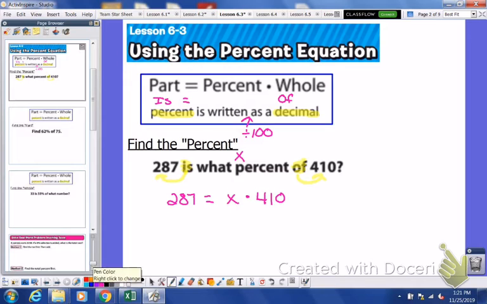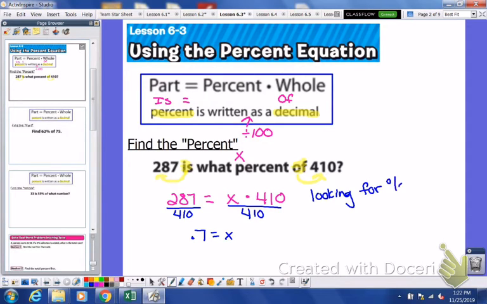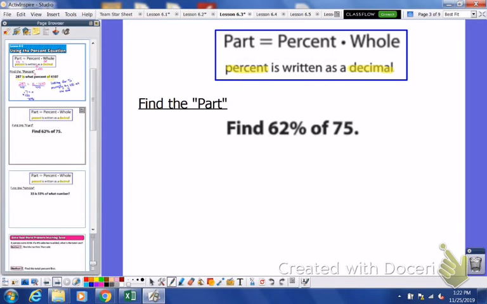Then to solve this, just like we've done in the past, if we have a number times a variable, we're going to divide. So divide by 410, divide by 410. And if you divide this, we get 7/10 equals x. Now, this is not our percent. When you're looking for percent, you have to multiply by 100 at the end. So we take that times 100 and we get 70% as our final answer. Okay, so don't forget, when we're using the equation, if you're looking for a percent, you must multiply by 100 at the end.